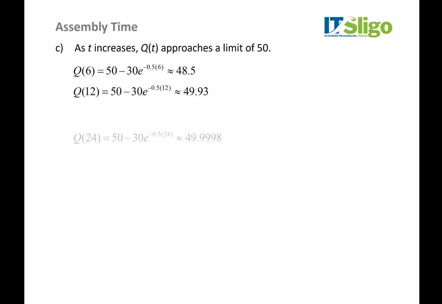Now we're asked, how many would an experienced person be able to make? So we take a look at, well, after 6 months, someone would make about 48 cameras a day. After 12 months, it'd be nearly 50. After 24 months, we can see that 50 is kind of the limiting number. It's the limit of this function.